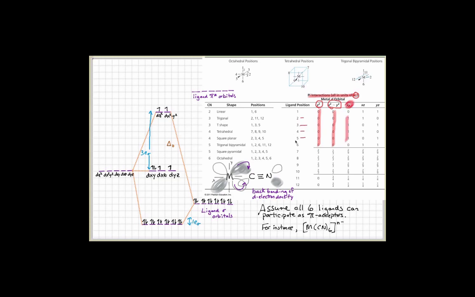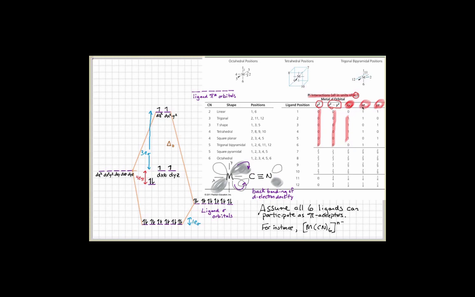However, the xy has strong pi overlap with ligands in positions 2, 3, 4, and 5. And those contribute 1 unit each for that overlap of E pi. So in a pi acceptor interaction, pi acceptor of the ligand from the metal, the d orbitals are lowered in energy, and so our dxy will be lowered in energy by 4 E pi.